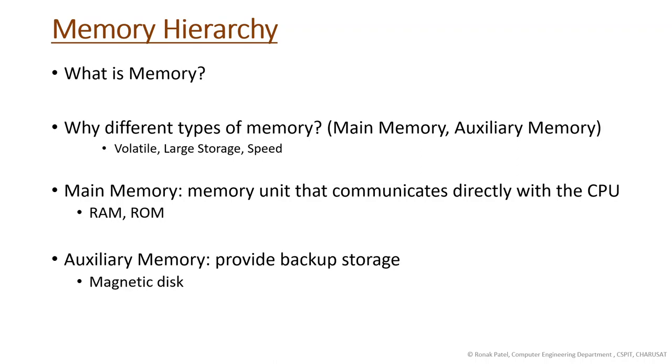And your auxiliary memory provides your backup, meaning all your data will be stored in your auxiliary memory, your magnetic tape and hard disk, right? So that is non-volatile. If you don't give power, then also later on you will get that data. But in main memory, once the power is off, all the data which is in RAM will be destroyed, right? The data in ROM will not be destroyed, it will remain as it is. Okay.